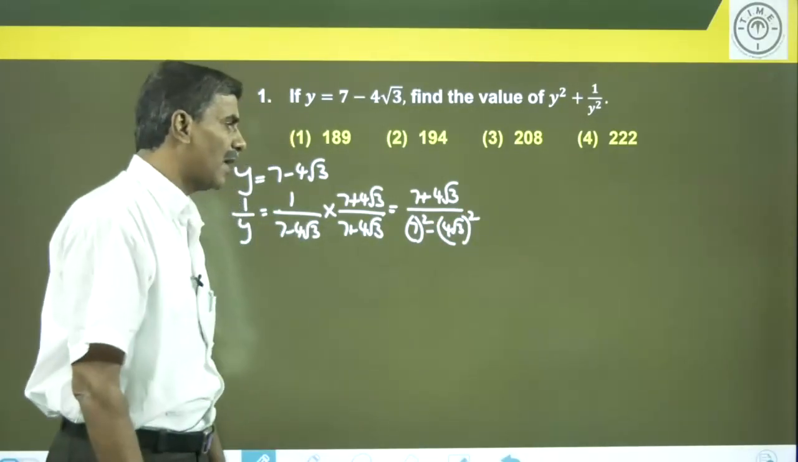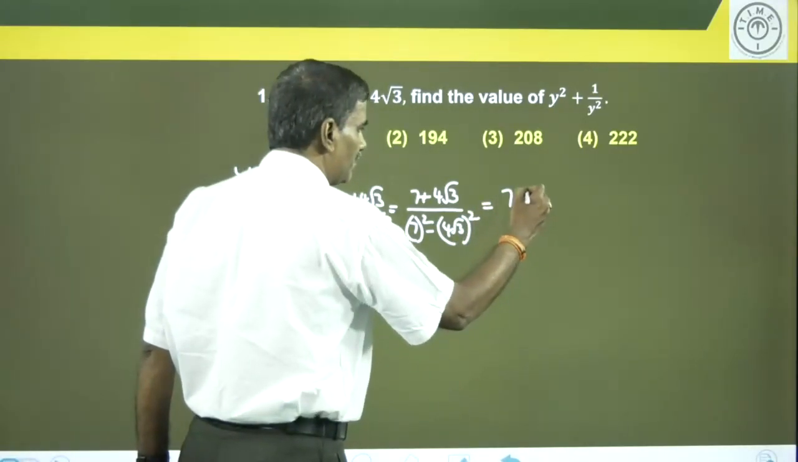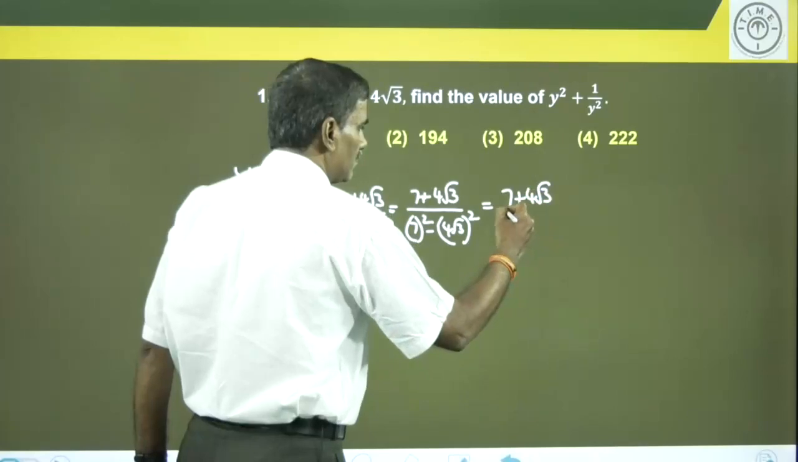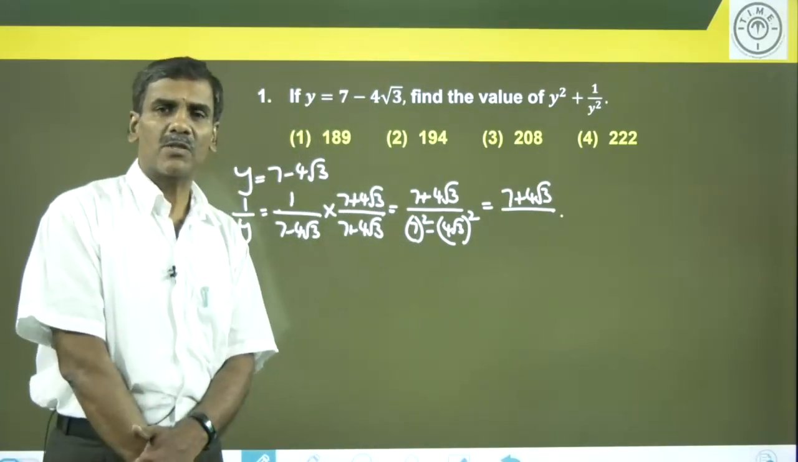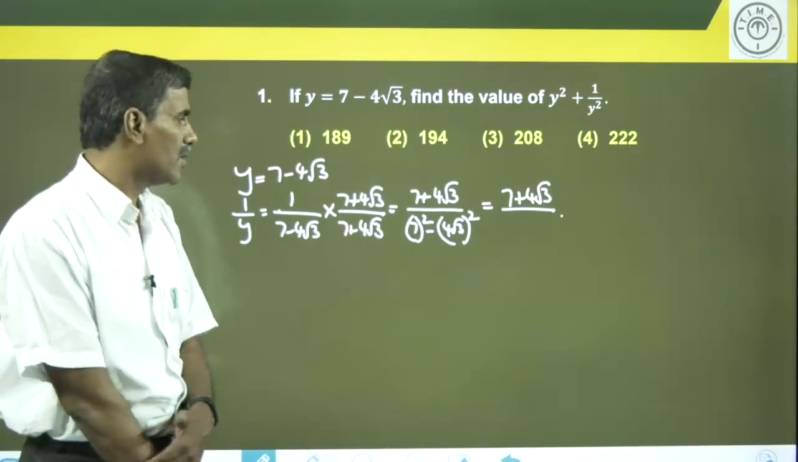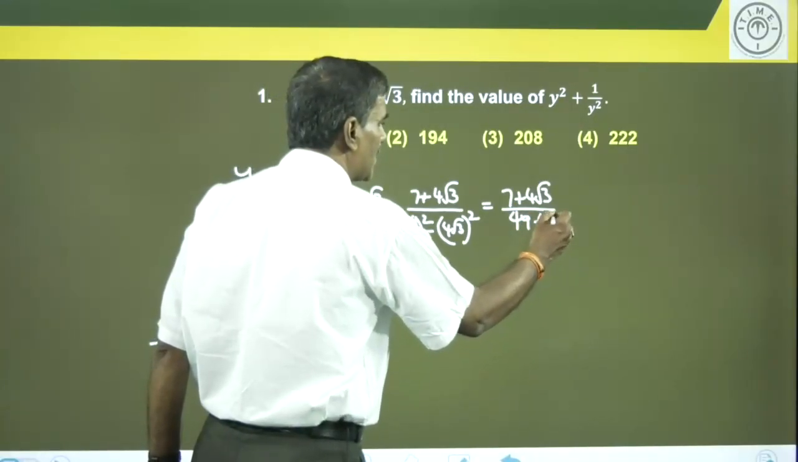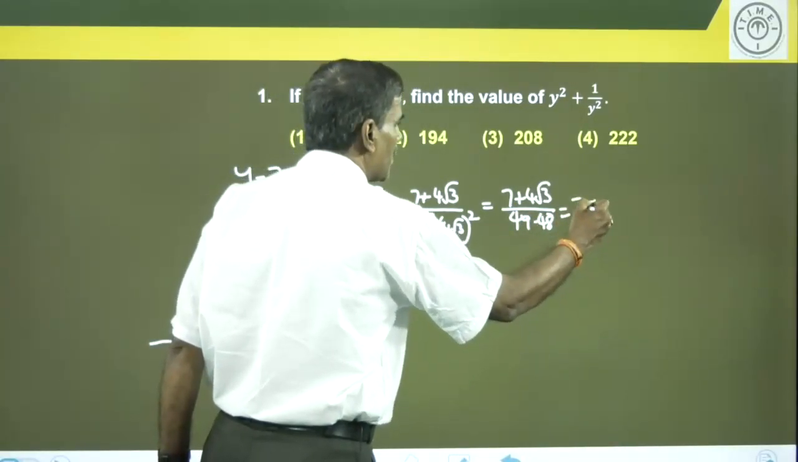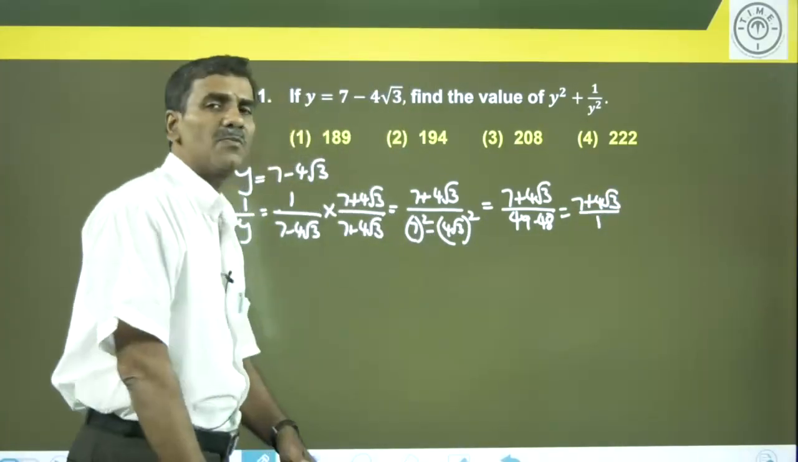So what we can say about the numerator portion now, 7 plus 4 root 3 we will be having. Right, so 7 square is 49, 4 root 3 square, 4 square is 16, and root 3 square is 3. 16 threes are 48. So it's basically 49 minus 48 we will be having, which is nothing but 7 plus 4 root 3 by 1, which is as good as 7 plus 4 root 3.